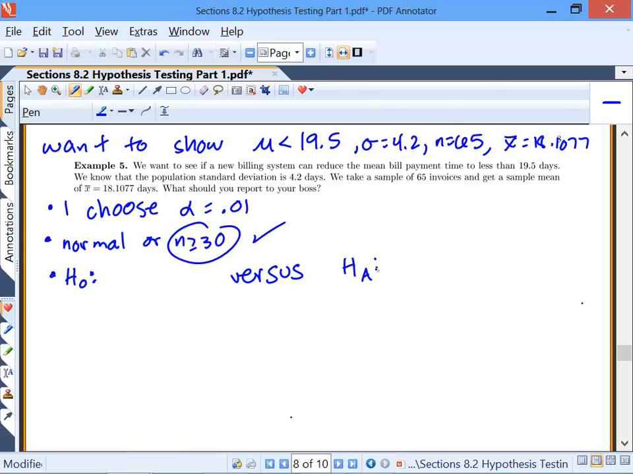So your null hypothesis, remember we said it's always going to be the equals, and then the alternative is what you want to show. So I want to show that my mean is less than 19.5. So what would my null hypothesis have to be? Mu equals 19.5. So status quo would be that it is 19.5, and I want to show that it is less than 19.5. So what's my next step?